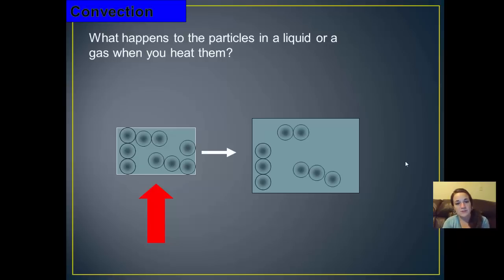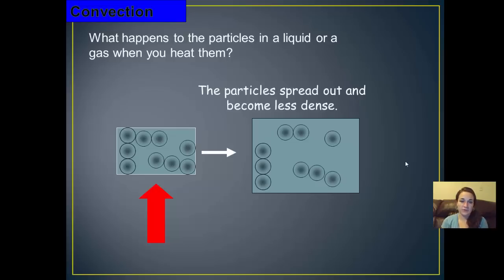So what happens to the particles in a liquid or a gas when you heat them? Basically, we should know by now that as you increase temperature, particles start to spread out and they move faster. So when they spread out, that means they become less dense. So when they're less dense, they're going to rise. So this affects fluid movement.